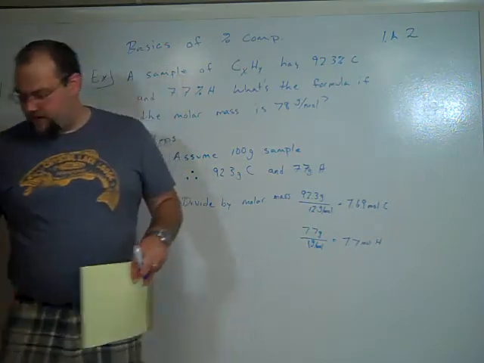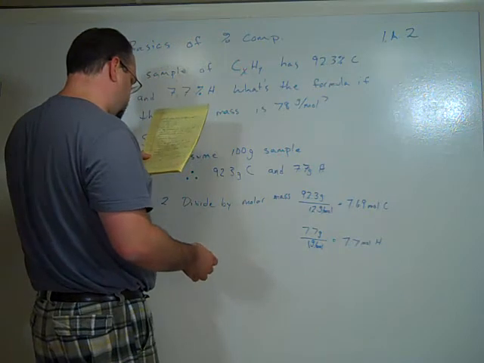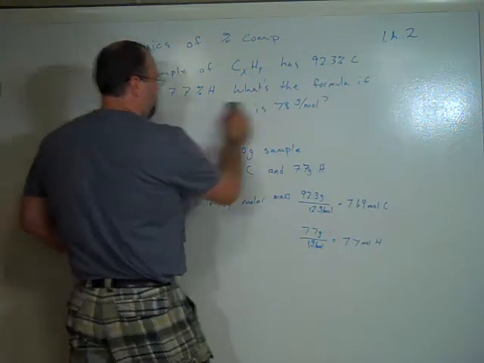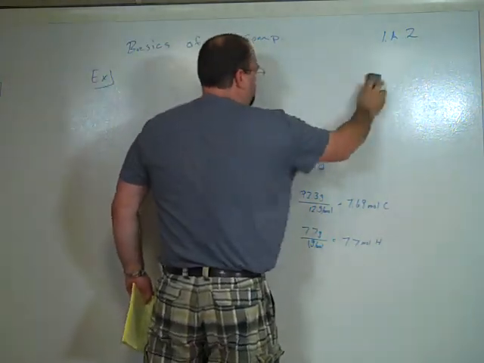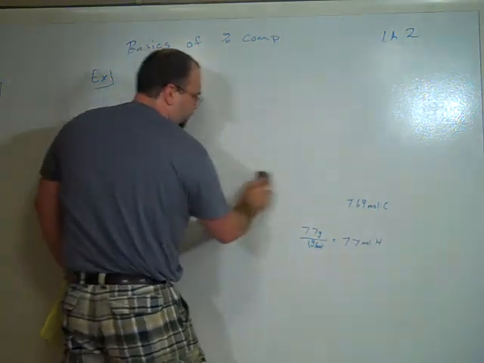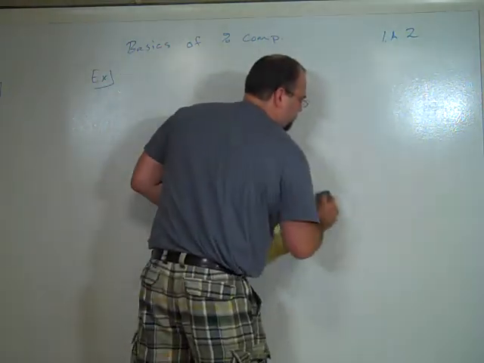So, let me erase this because I'm running out of room. Or rather, I don't want to bend over because that's just weird. Yeah, I'll erase the prompt. Hopefully you wrote down the question because you're going to have some necessary information. Okay, let me rewrite these numbers, 7.69 and 7.7.